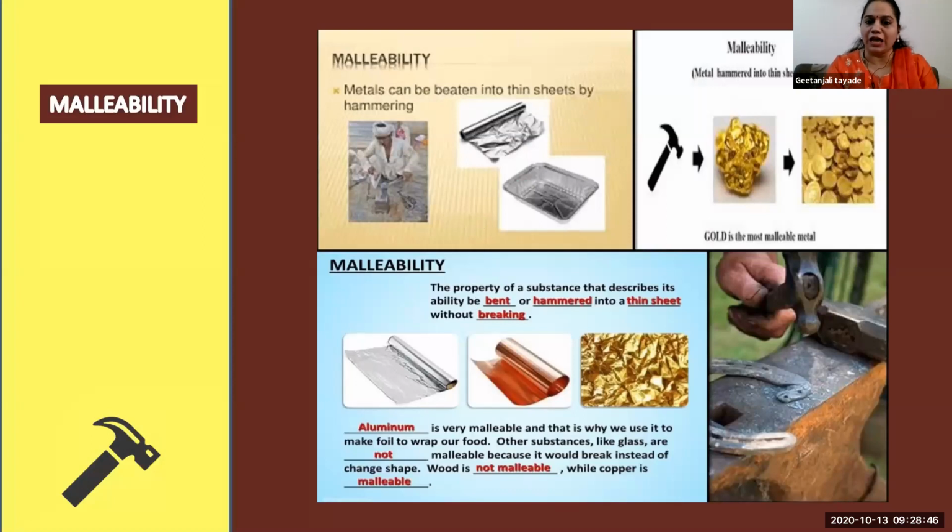So you can find aluminum foil. You must have seen foil in your tiffin box. Aluminum is again one of the metals. So aluminum foil, silver foil, and golden foil are also available. So this is the property of a metal.